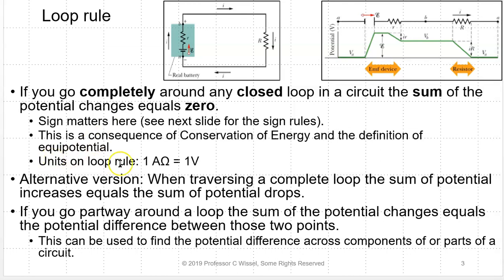Now, the units on the loop rule are 1 amp ohm equals 1 volt. That just comes from V equals IR. The alternative version is when you traverse the complete loop, the sum of the potential increases equals the sum of potential drops. If you go partway around a loop, the sum of the potential changes equals the potential difference between those two points. This can be used to find the potential difference across components or parts of a circuit.